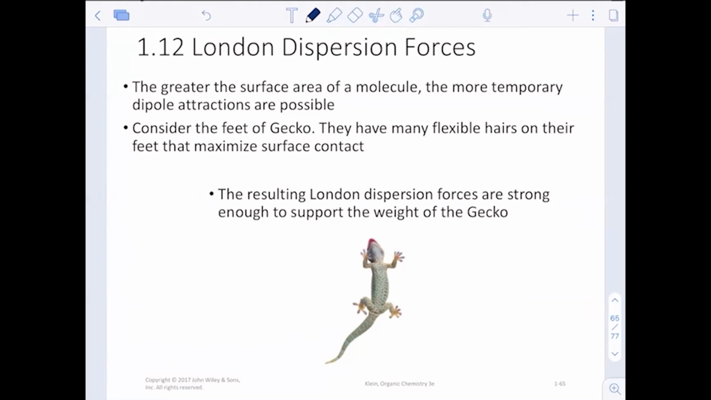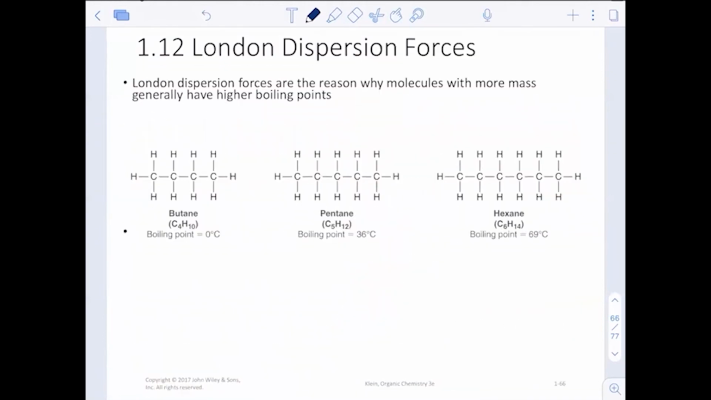They're interacting and sticking slightly because of the increased amount of surface area, a lot of flexible hairs that maximize that surface contact. And so they can add up. Really, really cool type of example there.